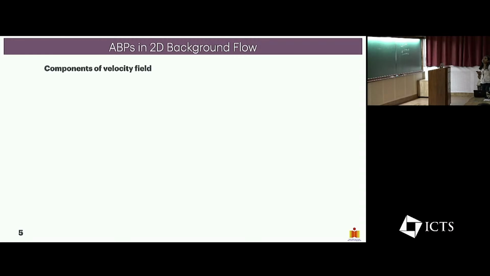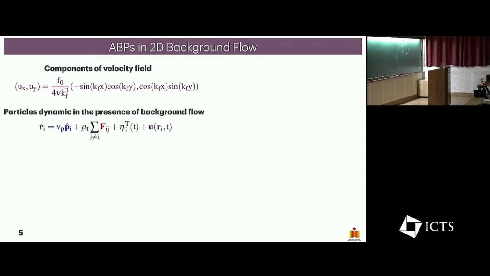Now I introduce the background flow, and the velocity component is given by this. Then in the particle dynamics I introduce u(r_i, t), which comes from the background flow, and in the rotational rate it is half omega(r_i, t), where the half comes from the Jeffery equation for this kind of particle.